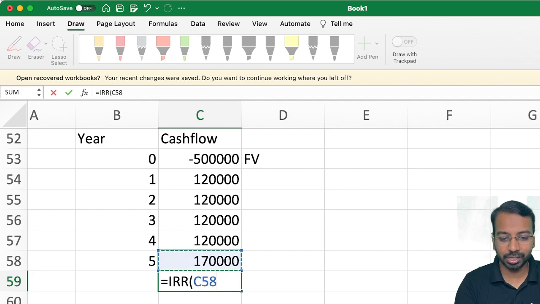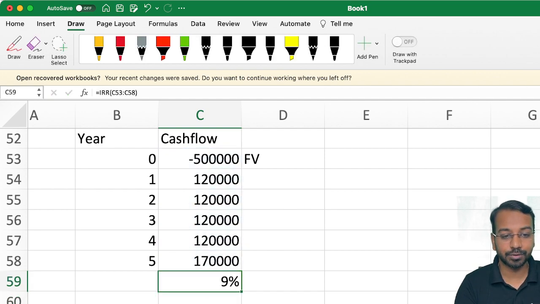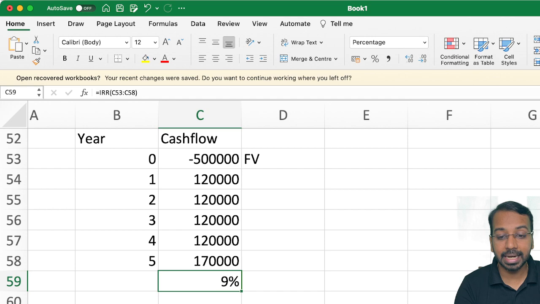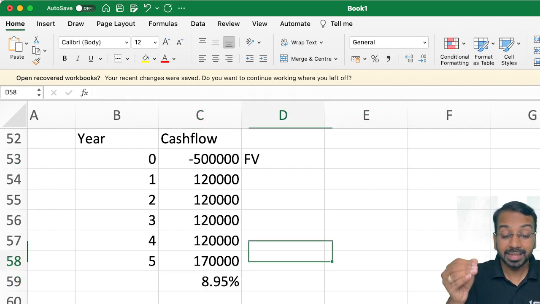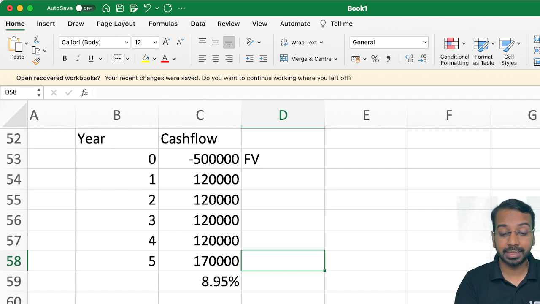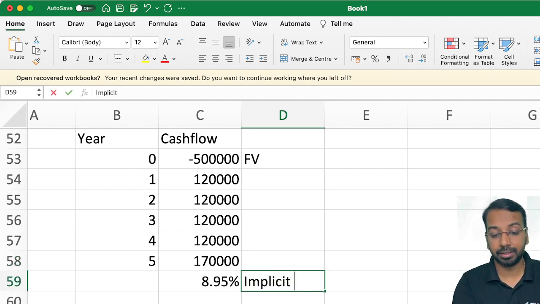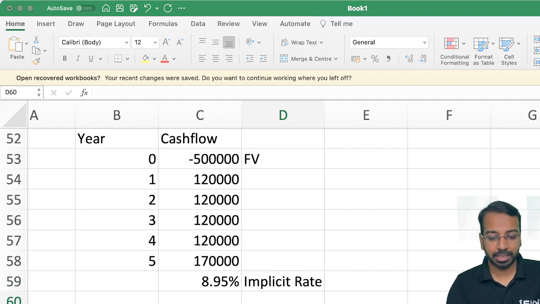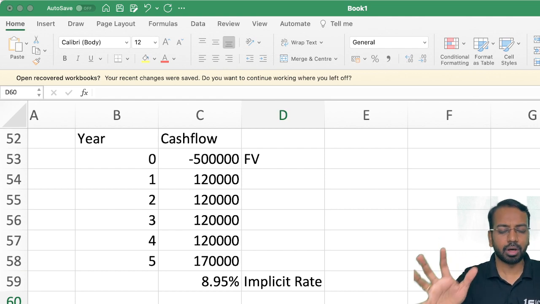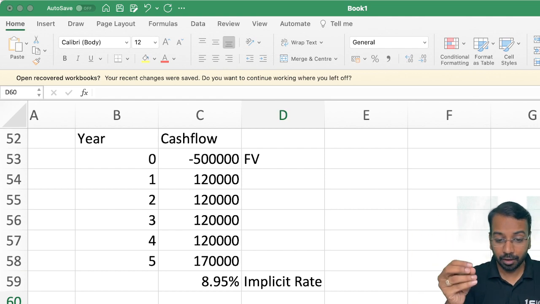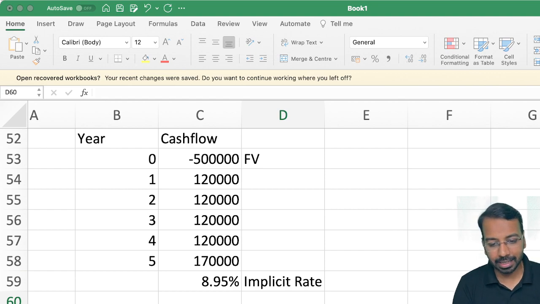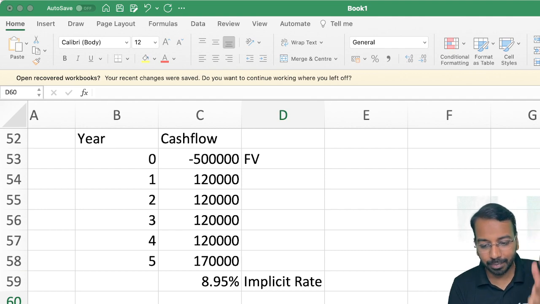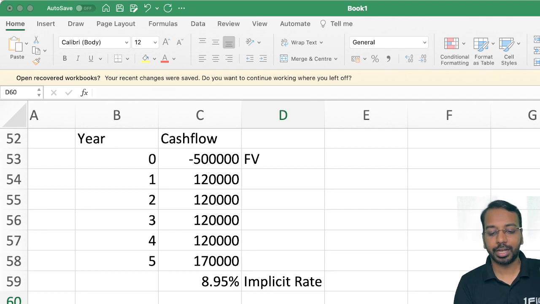IRR. So I'll just use the Excel function IRR, which gives me 9%, 8.95%. This is the implicit rate or the IRR that we refer to in the questions. Okay. Sir, does it include guaranteed value, unguaranteed value, all of that? I'll come to it when we discuss lease payments. For now, just think of it. I gave you a car worth 5 lakhs. You paid me 120, 120, 120, 120, and at the end you paid me 170. I earned a rate of 8.95%.